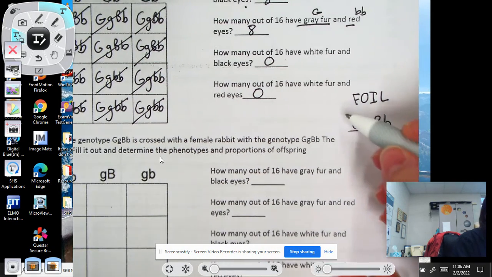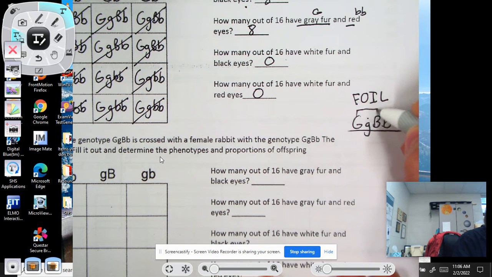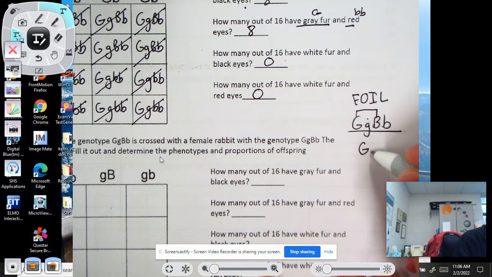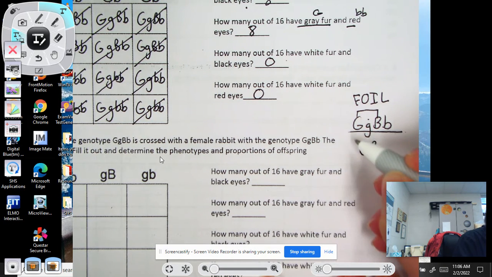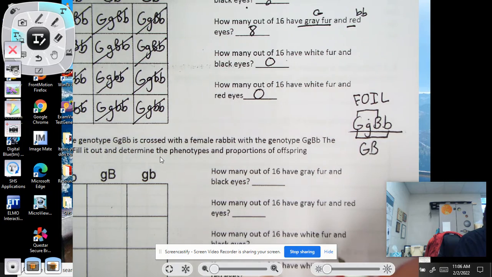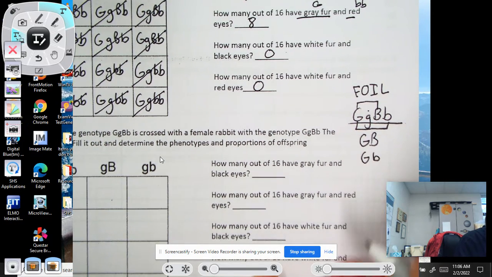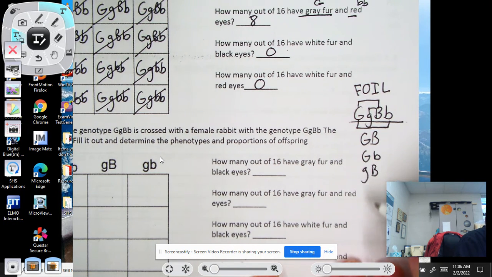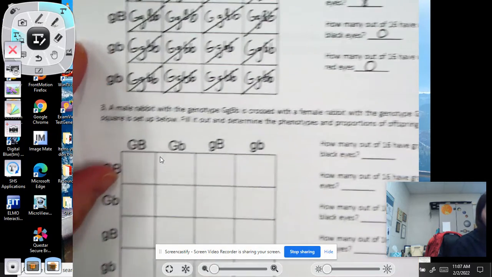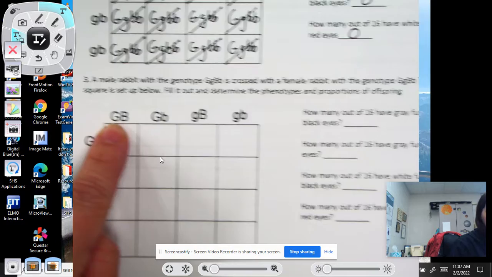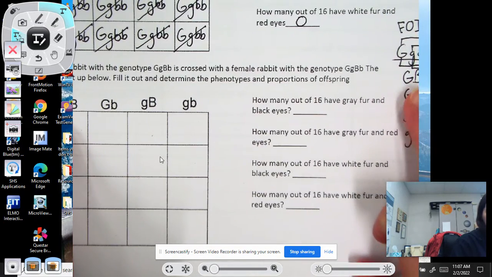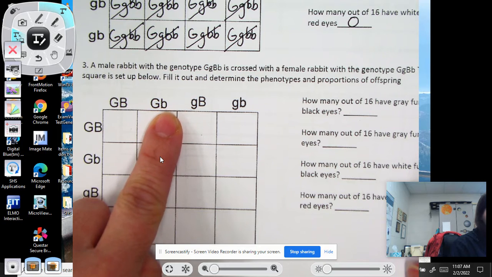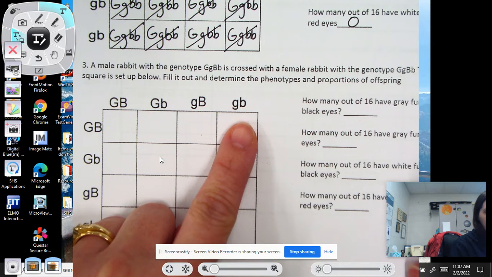So the FOIL method goes first. So that's going to be these two. So I'm going to write big G, big B. Outside. So I'm going to write big G, little b. Inside, little g, big B. And then finally last, the little g and little b. Okay? And that's what they've put right here. So they've put the big G, big B. That's where they got it from, using this method right here. Big G, little b, little g, big B, and then little g, little b.